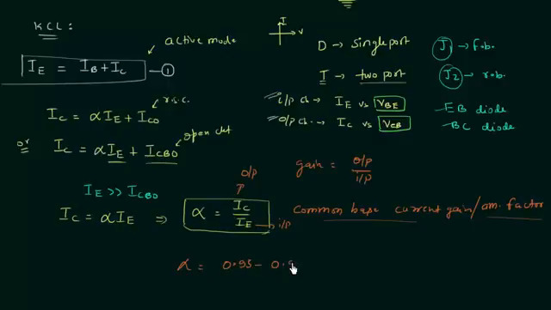0.95 to 0.98. This implies 95% to 98% emitter current is the collector current, and this also implies there is 5% recombination in base, and in this case there is 2% recombination in base, and base current IB is equal to 1 minus alpha times IE. So these are the important relations that you must note down, and I think this is all for this lecture.